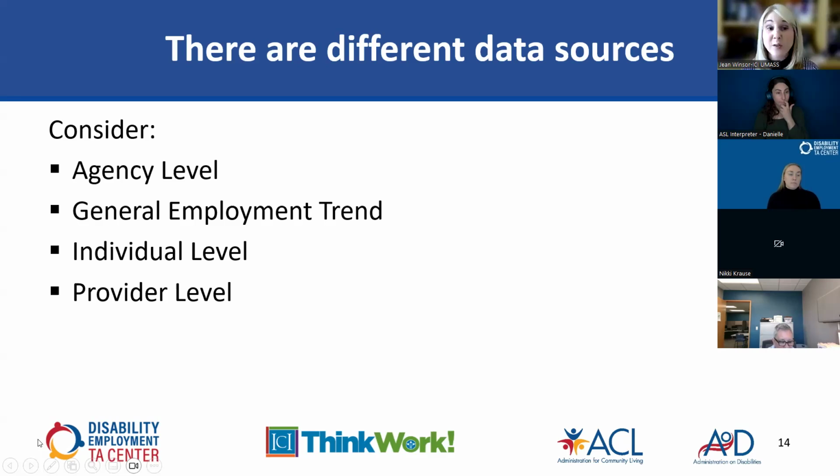So there are several different data sources to consider when we talk about where we find or collect data on employment for individuals. One is state agencies, particularly our state IDD agencies, but also our state vocational rehabilitation agencies, and in some circumstances, our state education departments. We also can look at national data that's collected nationally, specifically things that are collected across all individuals, regardless of whether they have a disability or not. That would be the American Community Survey data and Bureau of Labor Statistics data. Those are important sources of general employment trend data. And then the last two are individual level and provider level data.